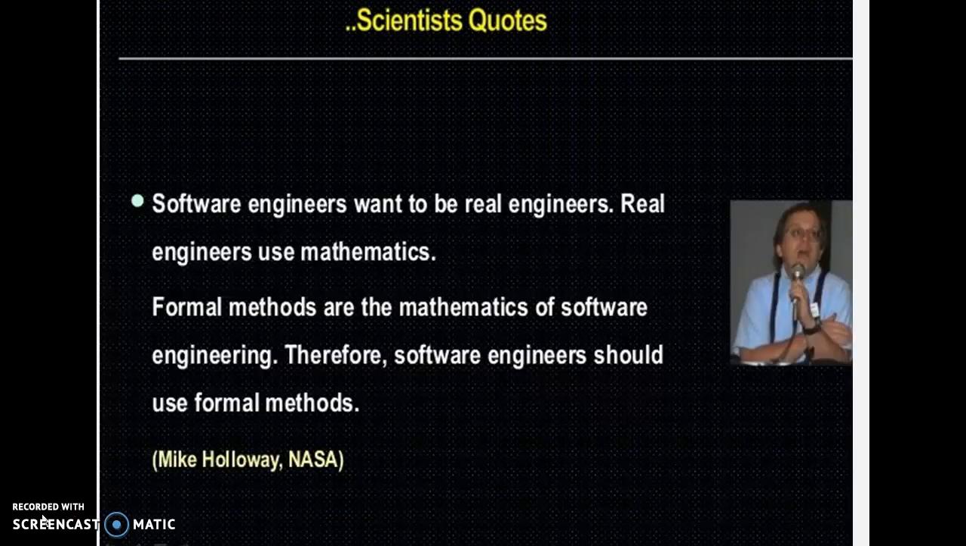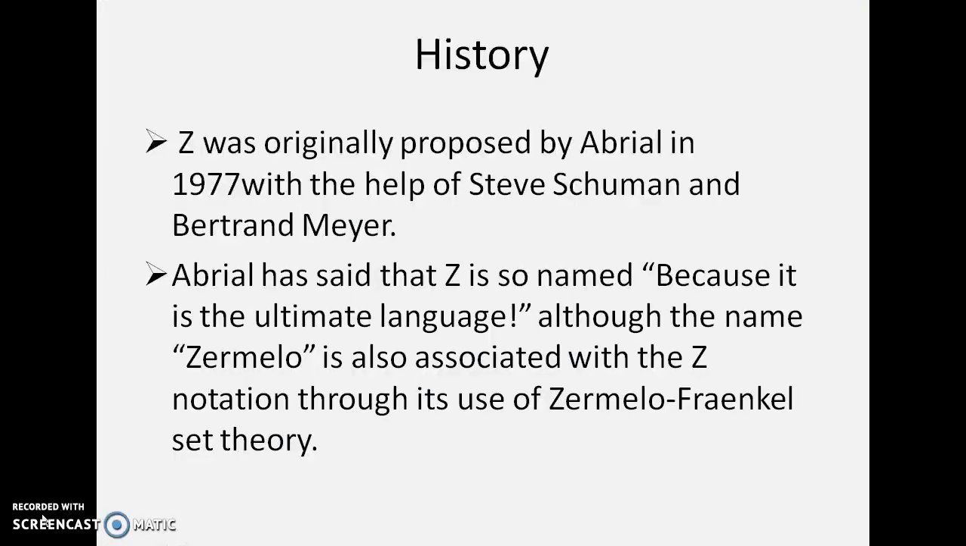The famous scientist Mike Holloway quoted that software engineers want to be real engineers. Real engineers use mathematics. Formal methods are the mathematics of software engineering. Therefore, software engineers should use formal methods.